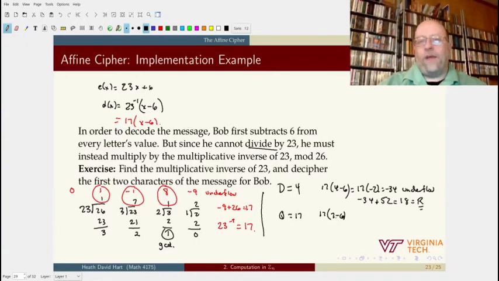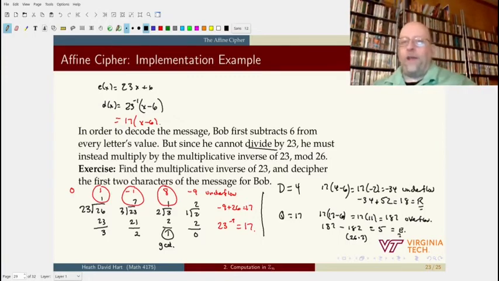So if we do 17 times 17 minus 6, sorry about that. So 17 minus 6 is 11. That's 187. That's an overflow. 187 minus 182, which is 26 times 7, is 5, and 5 is the letter E. And so that's the first two letters in the word rescue, and Bob is now on the way to being able to decipher this message. Okay?